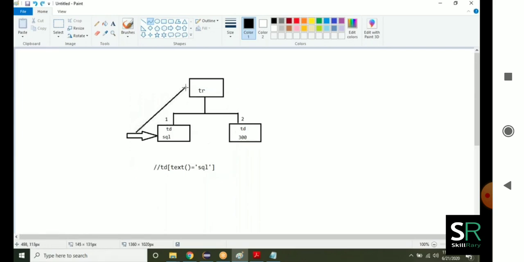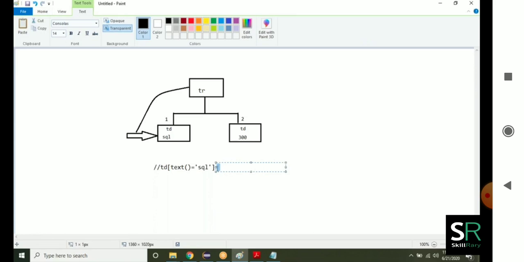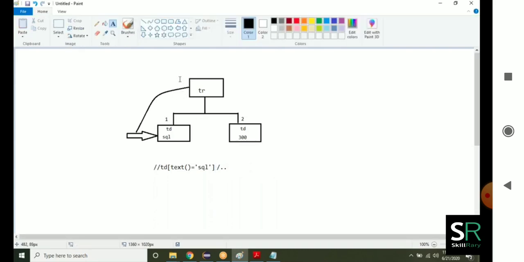Slash. From here, I should move there. Yes, correct. I should move there. From here, I should move to here. Tell me how to move. By using what? By using slash. Okay, by using slash. Now the control is where? Now control came to TR.